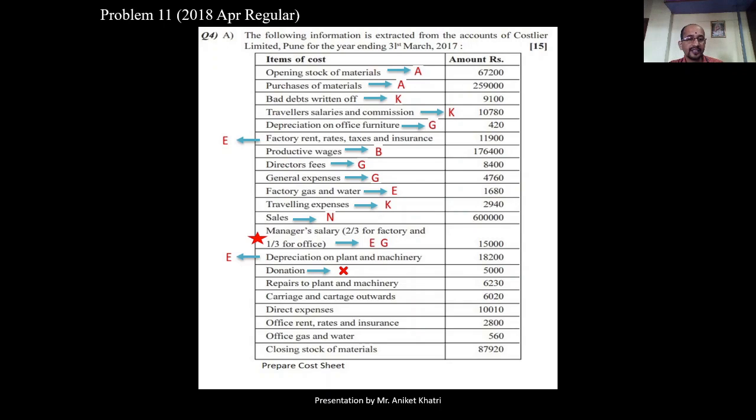Next, donation. Again, it's a financial item, so we will not consider it in the cost sheet. Repairs to plant and machinery, E. Carriage and cartage outward, outward means it's K. Direct expenses, C. Office rent, rates and insurance, G. Office gas and water, again G. And last is closing stock of materials, that is A. Okay, so let us try to solve this problem.